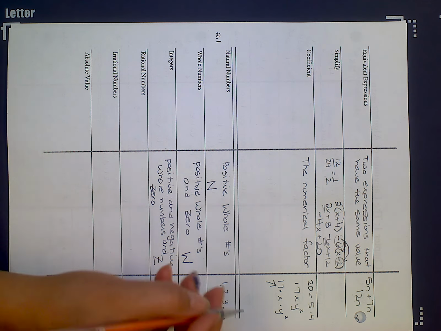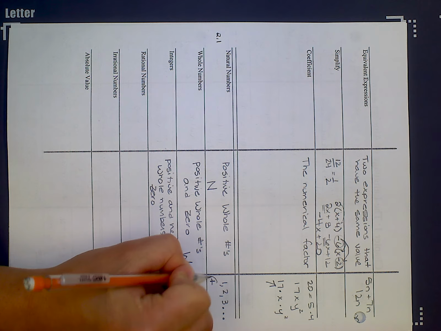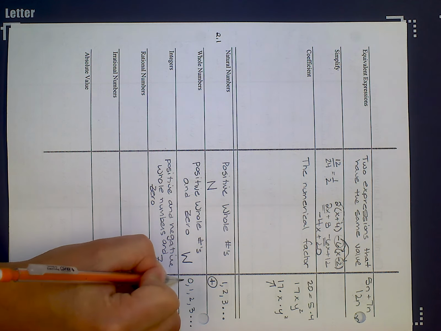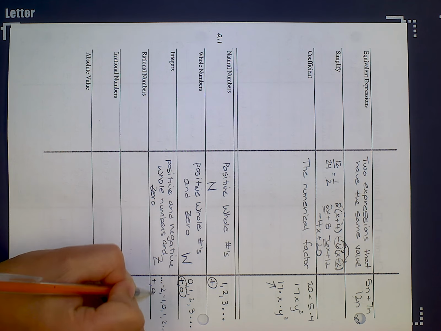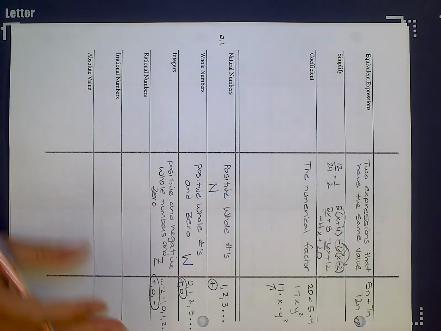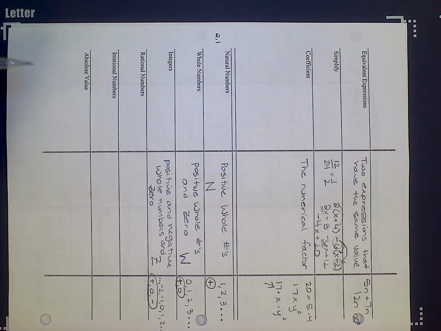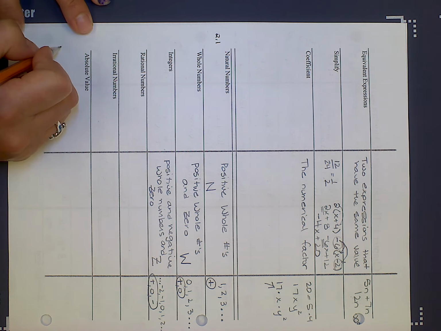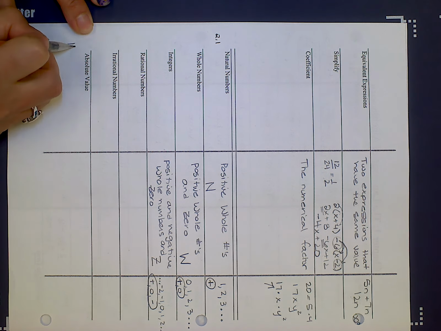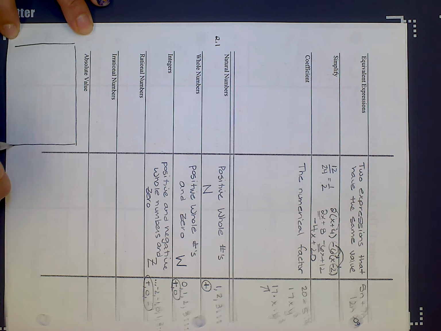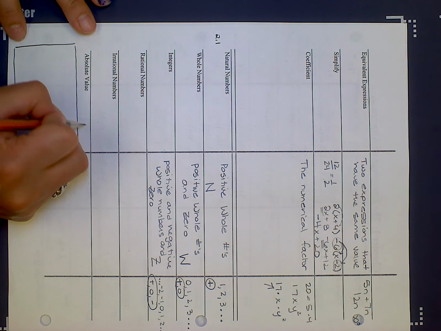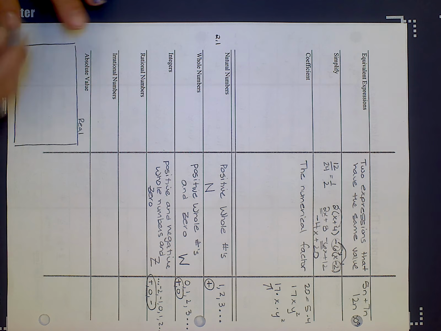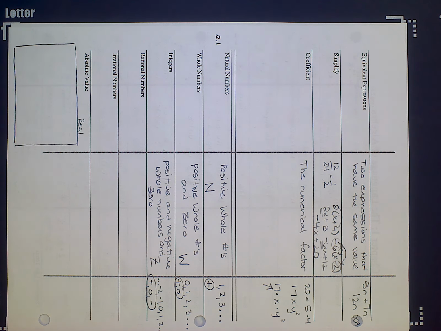So natural numbers are your positives, just positives. Whole numbers, your positives and your zero. And your integers, your positives, your zero, and your negatives. So we're just adding a couple more for each of those categories. Now, if we go down to the bottom of the page, we're going to draw a box. Now, the box represents all what we call the real numbers. And this year in algebra, we will only discuss real numbers.